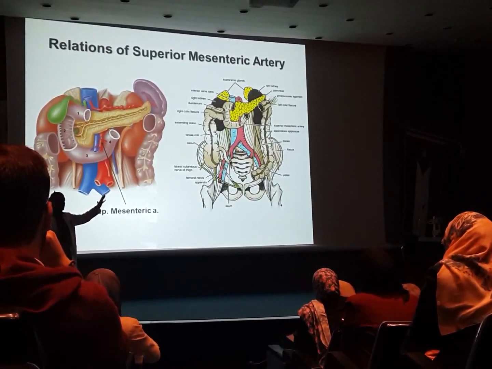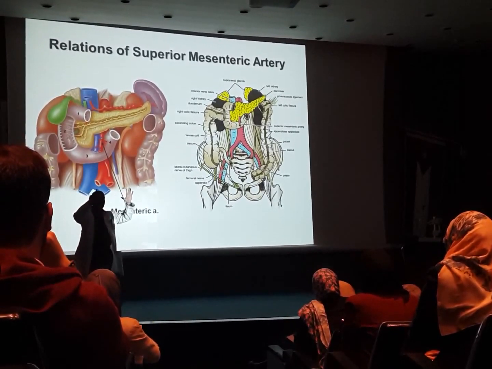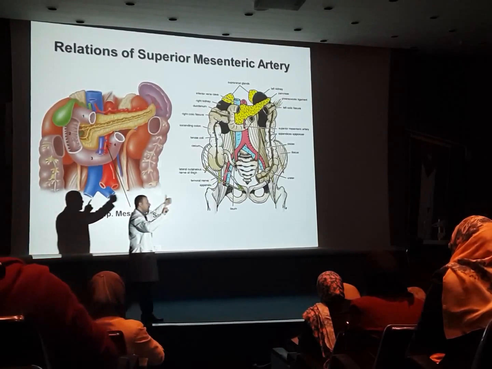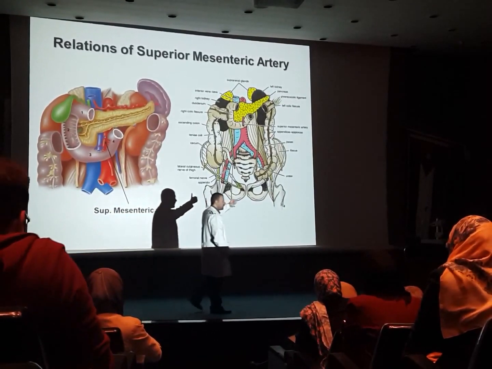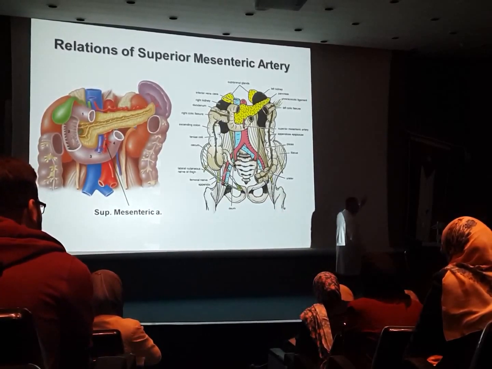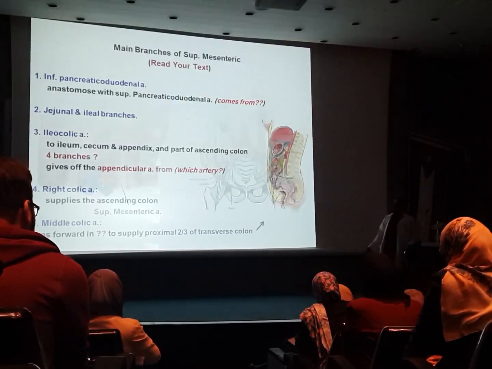So how many branches do I need from the superior mesenteric? I need 6 branches. Okay? For each one. Lower part of duodenum, I need a branch. Okay? Jejunum, I need branches. Ileum, branches. Cecum and appendix, I need branches. Okay? Like this. 6 branches.